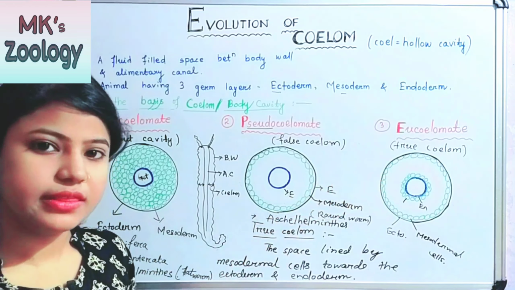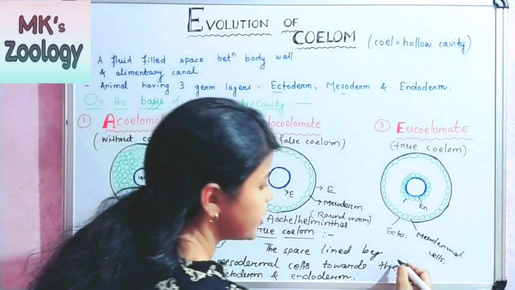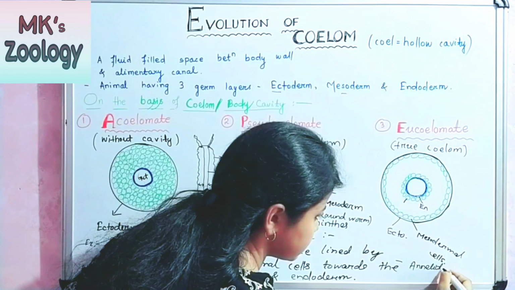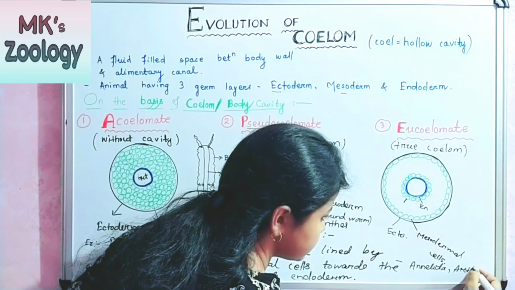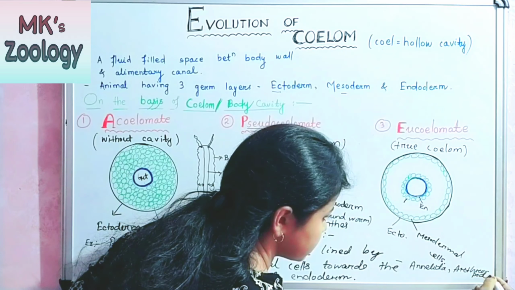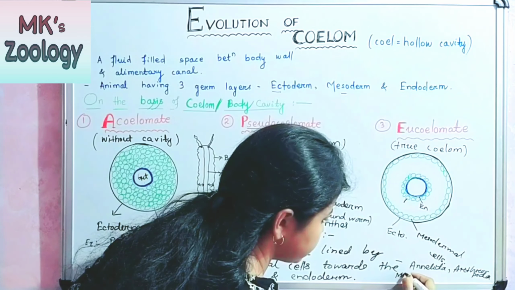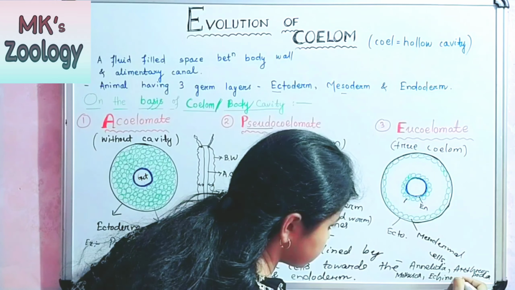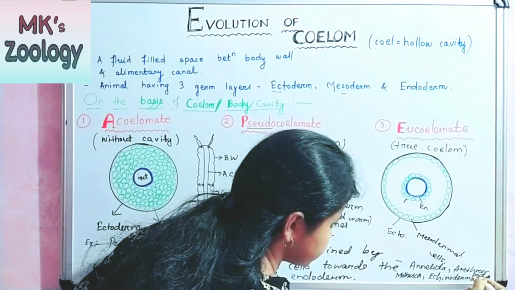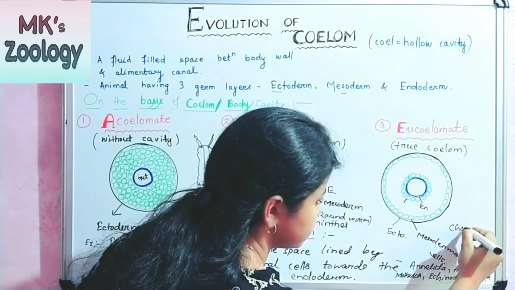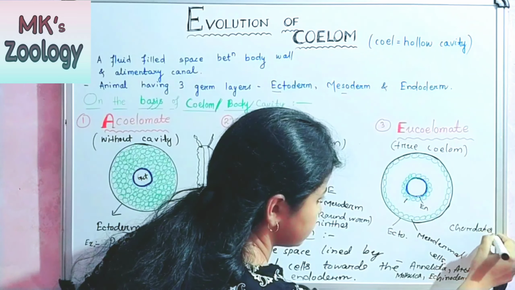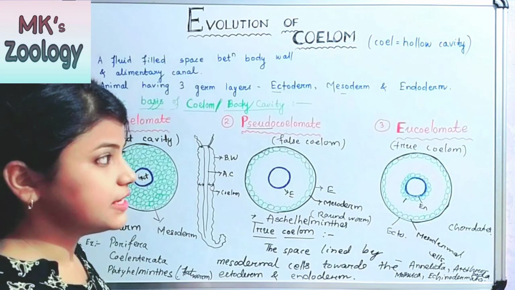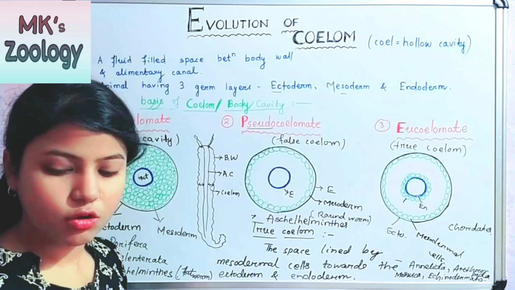Okay. Then the third one, that is Eucoelomate. Eucoelomate belongs to Annelida, Arthropoda, Mollusca, Echinodermata, and Chordata. Okay, these are the examples of Eucoelomate. Let's see the types of Eucoelomate animals.